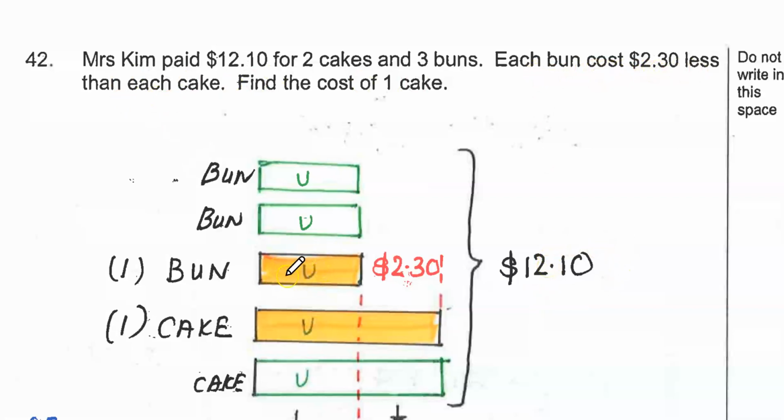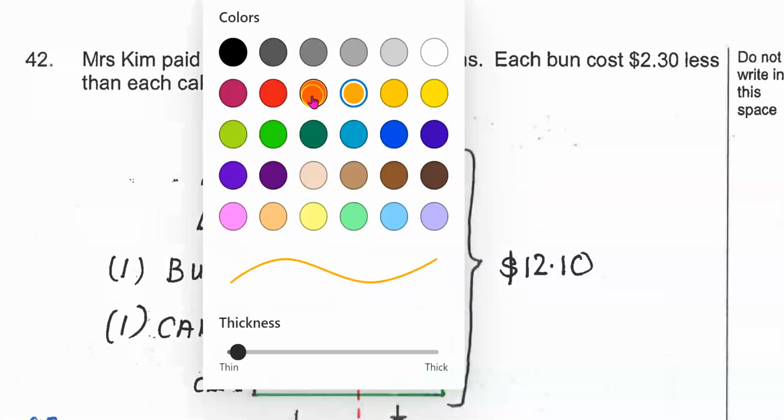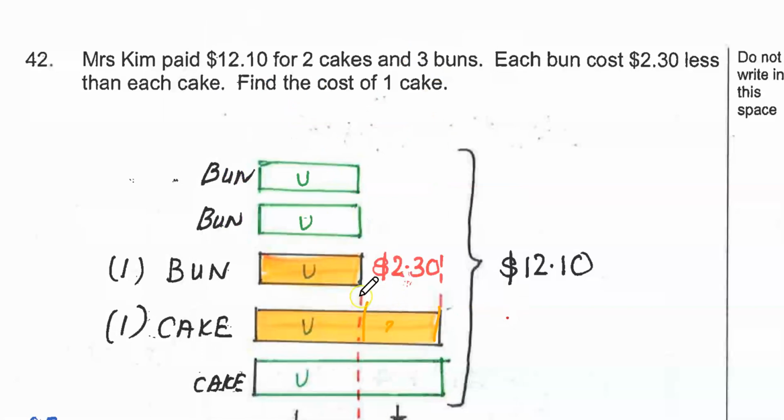Look at the orange part first. Now we compare 1 bun with 1 cake. I did not draw this out first. I compare this, I write the difference. It means this is 230 over here. This 230 is this part, and there's another 230 over here for the next cake. So comparing the difference for 1 bun and 1 cake is $2.30.